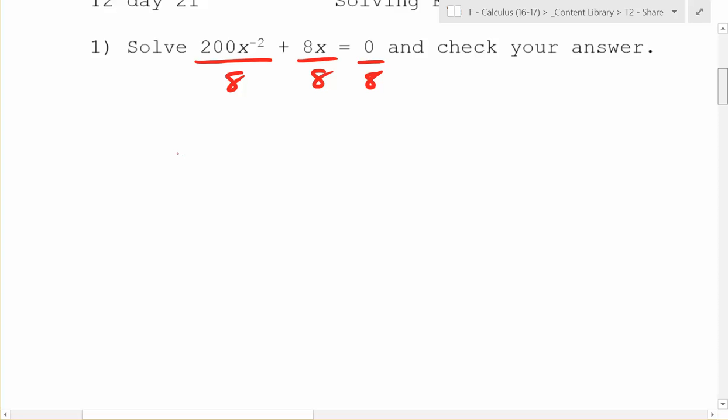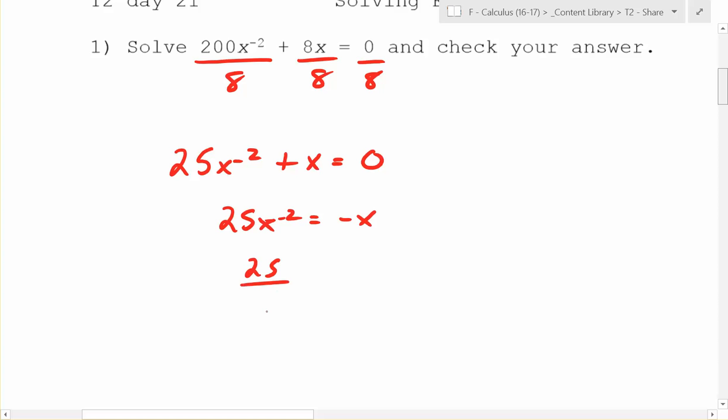Boom. So what do you have here? 25 x to the negative 2 plus x is equal to what? Is that easier to work with? Yes. Keep going. Find me a solution. Chris, move the x over. So you have 25 x to the negative 2 is equal to negative x. So that's 25 over x squared is equal to negative x over 1.